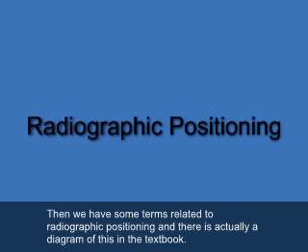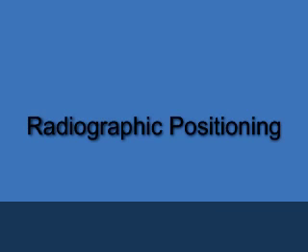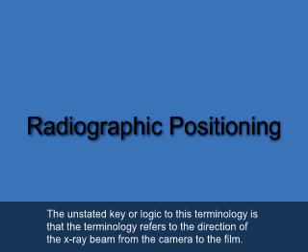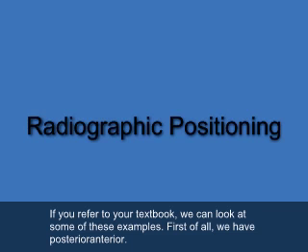And then we have some terms related to radiographic positioning, and there's actually a diagram of this in the textbook. These terms can be a bit confusing unless you understand what the unstated key is. The unstated key or logic to this terminology is that the terminology refers to the direction of the X-ray beam from the camera to the film. And if you refer to your textbook, we can look at some of these examples.